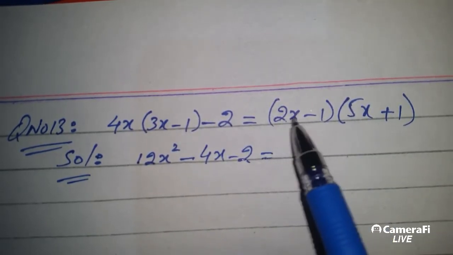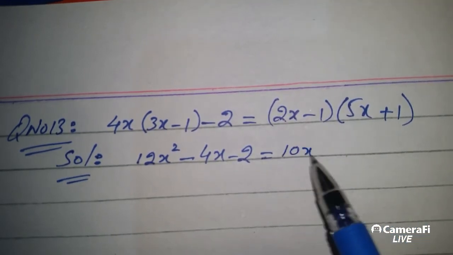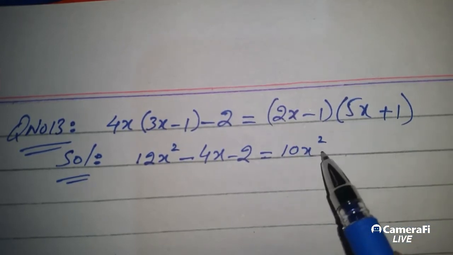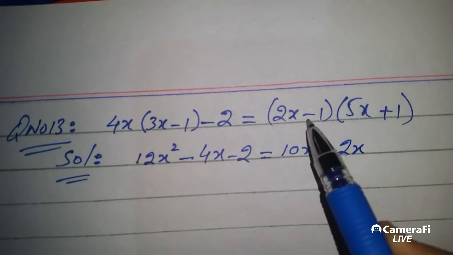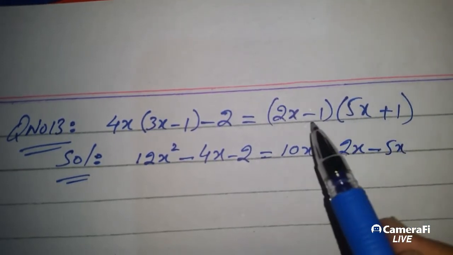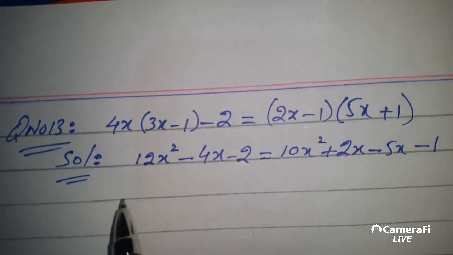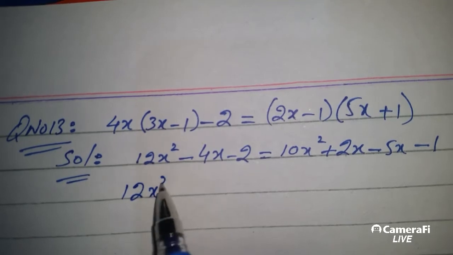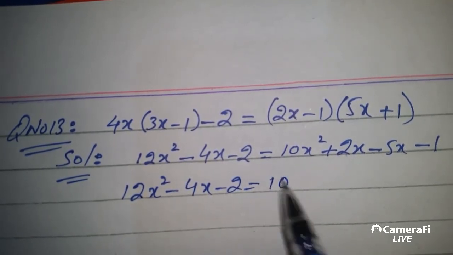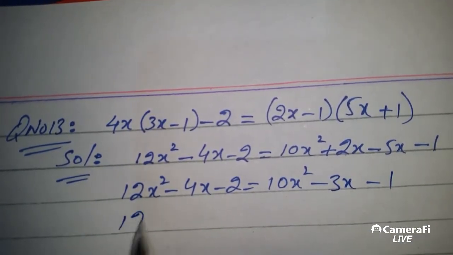Similarly, when I multiply 2x by 5x, I get 10x square. And I multiply 2x by 1, I get 2x. Minus 1 multiplied by 5x is minus 5x. Minus 1 multiplied by plus 1 is minus 1. So it is 10x square minus 3x minus 1.